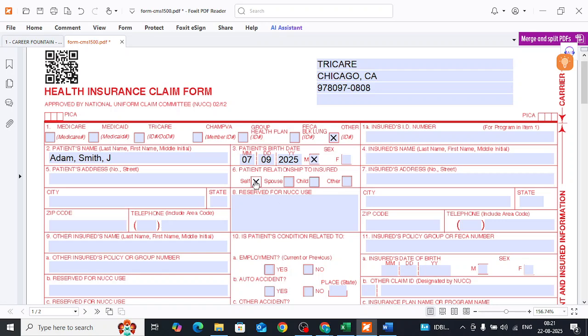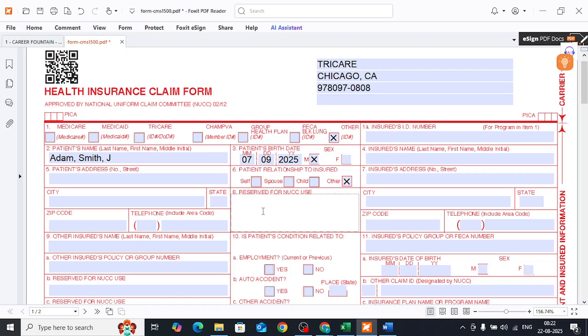So maybe the self, as I said, then the spouse. If the policy holder is the husband and the patient is wife, then it will go as a spouse. If the policy holder is a wife and the patient is husband, then also it will go as a spouse. Then for the children and other means sister, brother, parents, that time it will go as other.